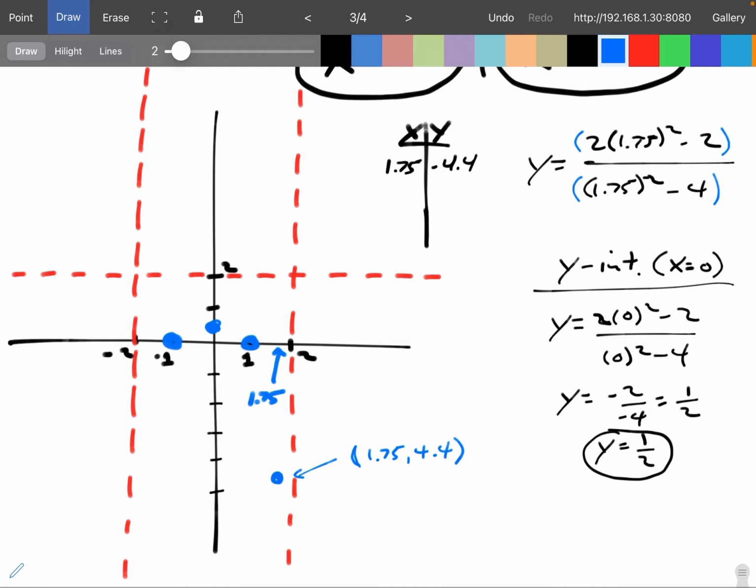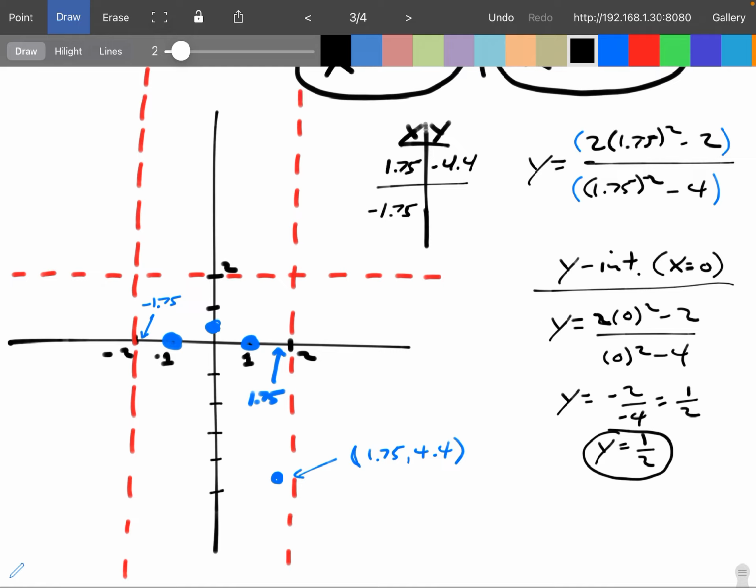Let me come over here, and I'm going to plug in, let's go right here. I'm going to go just to the right of that. Again, what I'm doing here is I'm picking x values that are really close to the vertical asymptotes. So I'm going to put in a negative 1.75.